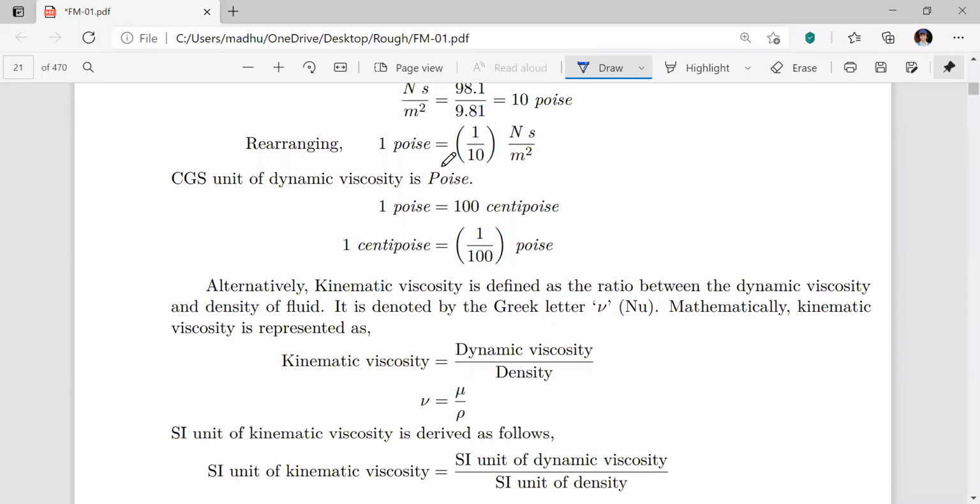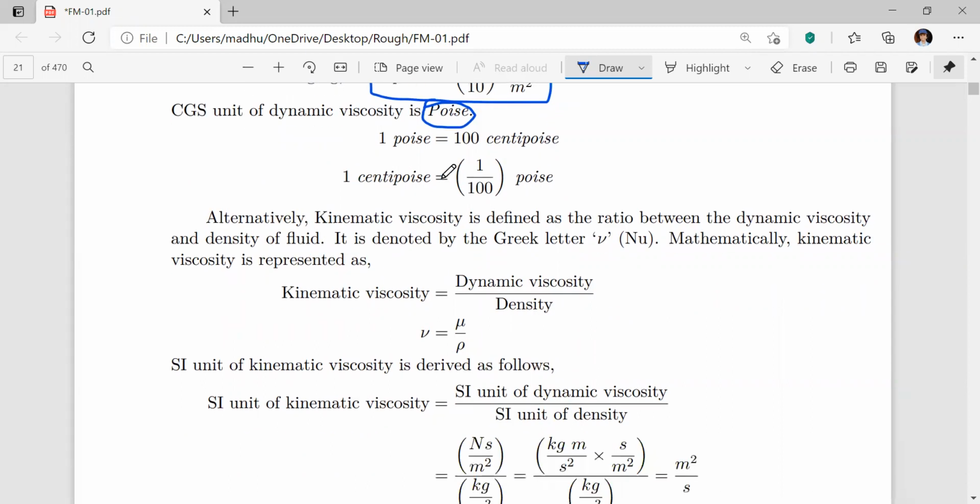Now the CGS unit is very popular for dynamic viscosity, that is called poise. Often in problems, and in the exams also, you will get the dynamic viscosity in terms of poise. So when you get it in terms of poise, at least you should know how to convert it to SI units. Therefore, this is the conversion. Please note this down. One poise, poise is the CGS unit, is equal to 1 by 10 Newton second per meter square or 1 by 10 Pascal second.